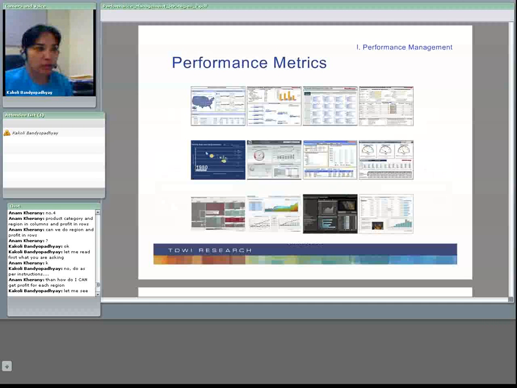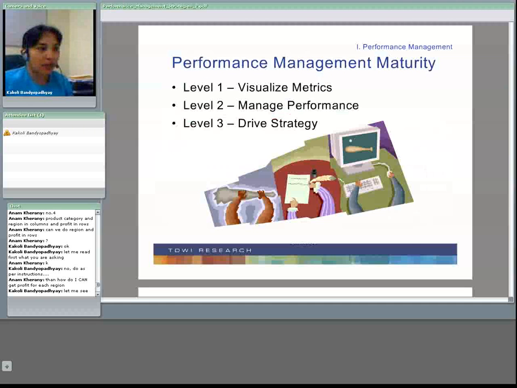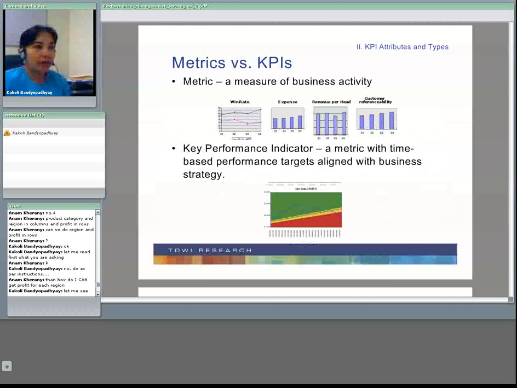So these are the dashboards. Look at the dashboards that we have. We have designed a similar one in assignment 7. Okay. Now performance matrix. And this is our process: strategize, plan, monitor, and act and adjust. Okay. Now metrics versus KPI. Metric is a measure of business activity. You must know by now that metric is a measure of business activity, and key performance indicator is basically a metric with time-based performance targets aligned with business strategy. Okay. Now notice the term time-based performance target.